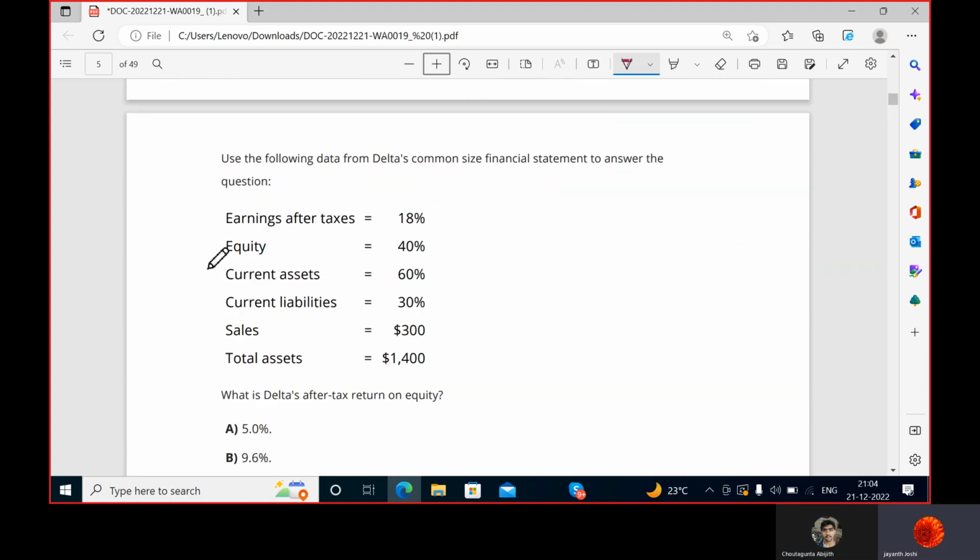Do this. Use the following data from Delta's common size financial statement to answer the question. Earnings after tax is 18% of sales. Equity is 40% of total assets. Current assets 60%. What is Delta's after tax return on equity? Return on equity is PAT, net income by equity. Solve this and give the answer to me fast.